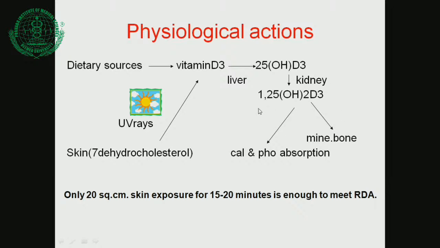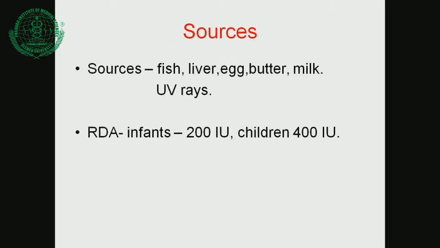This is the active form of vitamin D, and this active form acts on bone, acts on kidney, and acts on intestine to absorb calcium and phosphorus from the intestine and kidneys, and also it helps in mineralization of the bone. Okay, so you may get a question on the pathophysiology of vitamin D. You must know the pathophysiology of rickets, why it occurs. So this diagram, this flow chart, is very important for you.